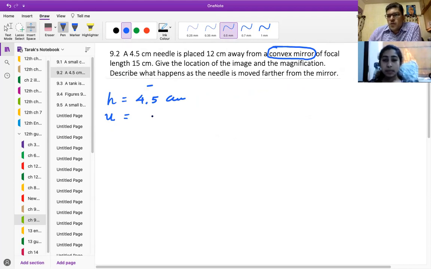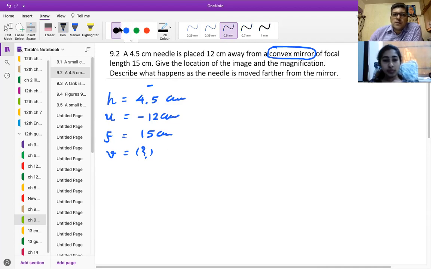For a convex mirror, u and v both are negative, while f and r are positive. So my u is again minus 12 centimeter. My focal length is directly mentioned, which is positive 15 centimeter. Give the location of the image. It means they want us to find v, the image distance, and also the magnification. And again we have to give the answer the same way as in the previous one.